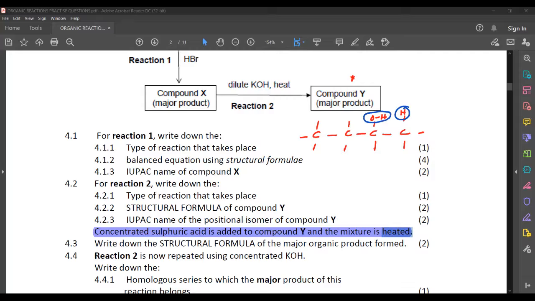So in this case, I'm forming my major product. These guys are gone. And what do I replace by the double bond? And so your structure would look something like this. So it says in 4.3, write down the structural formula of the major organic product formed. This is the major organic product formed. So that's 4.3, as you can see.